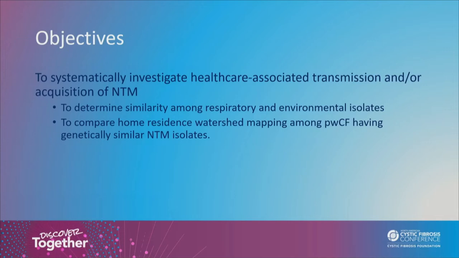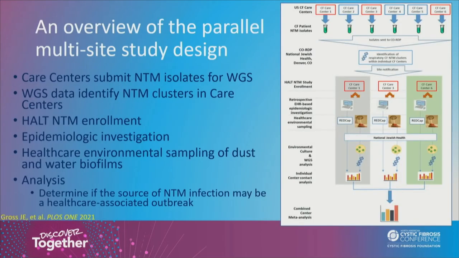The objectives of this study were to systematically investigate healthcare-associated transmission and/or acquisition of NTM, to determine similarity among respiratory and environmental isolates, and to compare home of residence watershed mapping of people with CF having genetically similar NTM isolates.